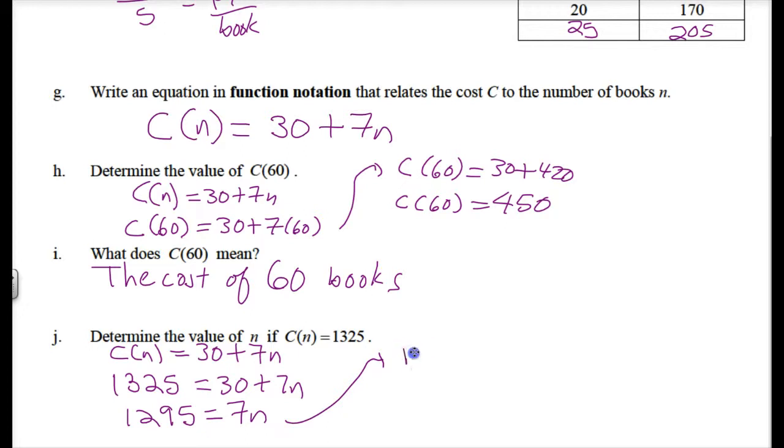And we will divide both sides by 7, so n is 187. And this says the cost of 187 books is $1,325. Or really, it says if the cost of the books is $1,325, then there are 187 books.